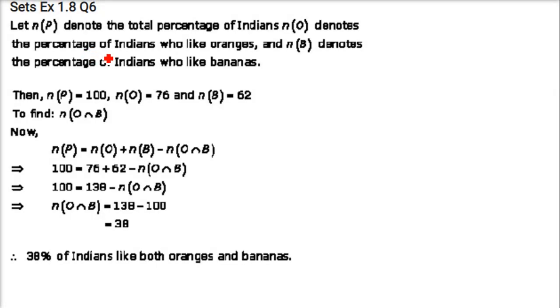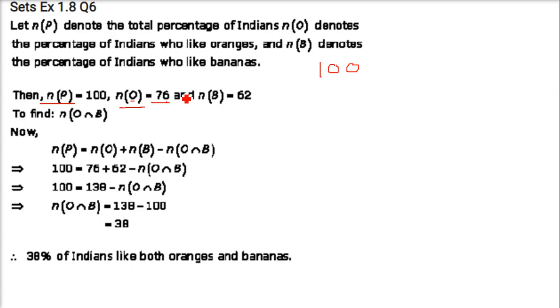Next question is, in a survey, it shows that 76% of Indians like oranges. So NO, that is the number of people who like oranges, is 76. Because it is a percentage, the total number will be 100. That is NP, the total number of people, will be 100. Or you can say O union B. You can also say that.